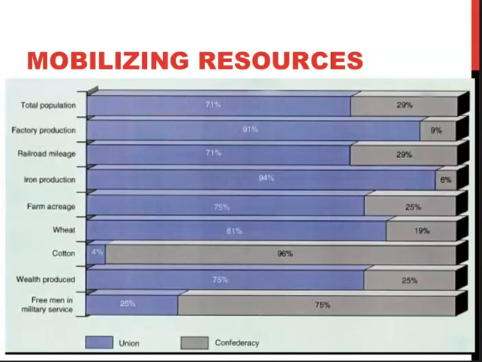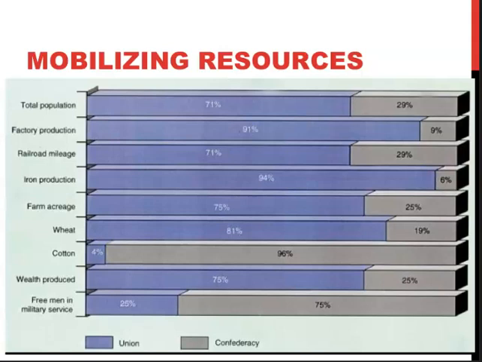Now, here we can see Union versus Confederacy. Union in that pinkish, purplish blue, and then the gray is the Confederacy. So if you look at population, 71% Union. Factories, 91% Union. Railroads, 71%. Iron, 94%. Farm, 75%. Wheat, 81%. Cotton, the Union only had 4%. Wealth, 75%. Free men in military service, 25%.